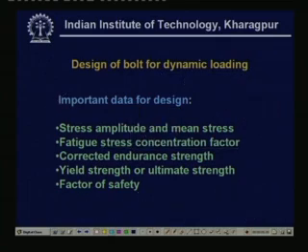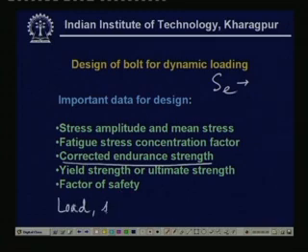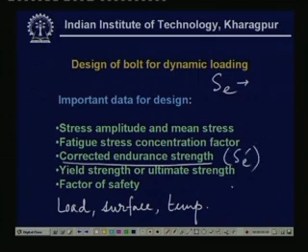Corrected endurance strength. The endurance strength we all know, sigma E, is measured for some particular type of experiments, namely the bending experiments, but for different kinds of loading we will have different factors. There are a few factors: one is the load factor, then maybe the surface finish factor, maybe the temperature factor. Everything has to be taken care of, and we will have to get sigma E prime, which is the corrected value of this endurance strength.